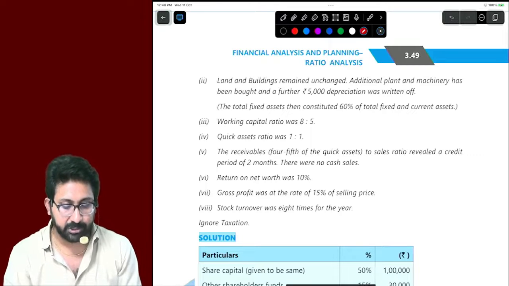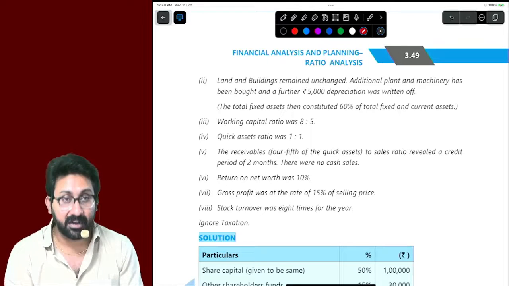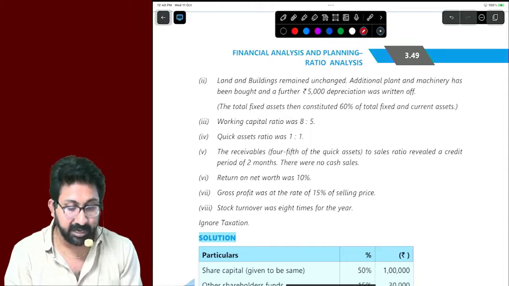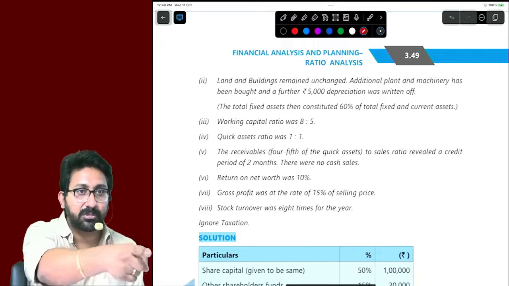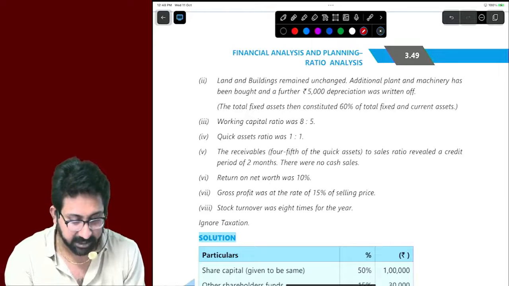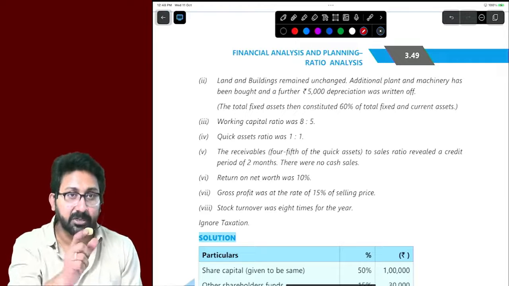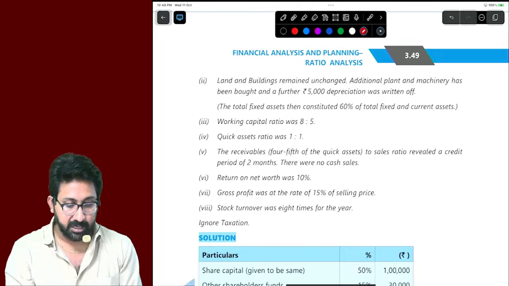Working capital ratio, which ratio? Means what ratio? Current ratio is how much? 80:5. Quick ratio, liquid ratio. I made you in the notes also. Liquid ratio, another name is what ratio? Quick ratio. How much? 1:1. Ideal ratio they are maintaining. What ratio? Ideal. Okay, next.